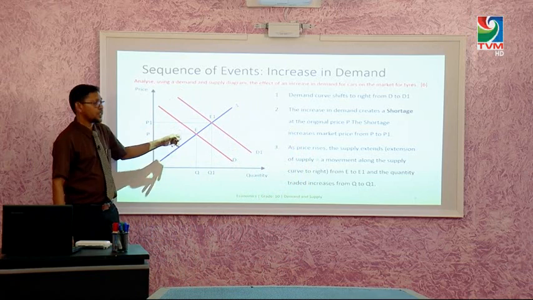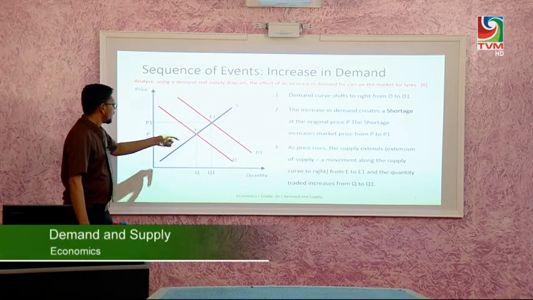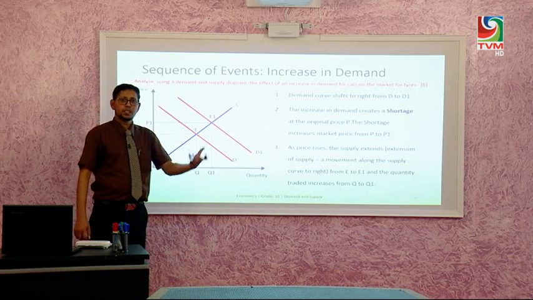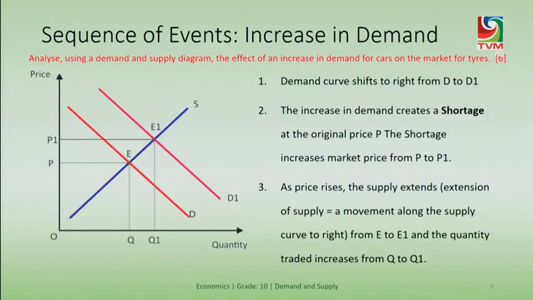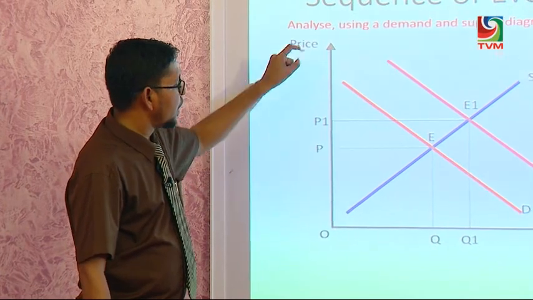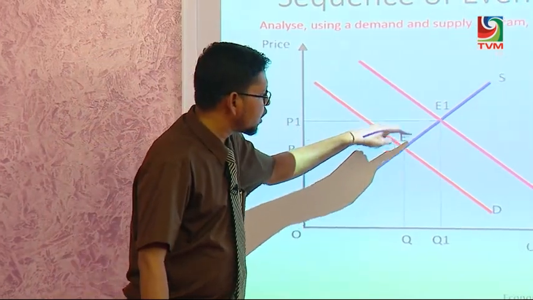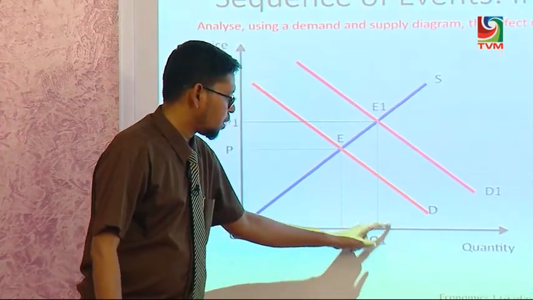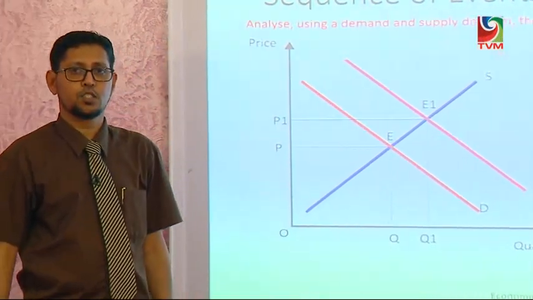Because of that, there is a shortage of tires. When more people buy tires, there will be a shortage. Then because of the shortage, the price increases. When the price increases, there is an extension of supply, which causes more quantity of tires traded.